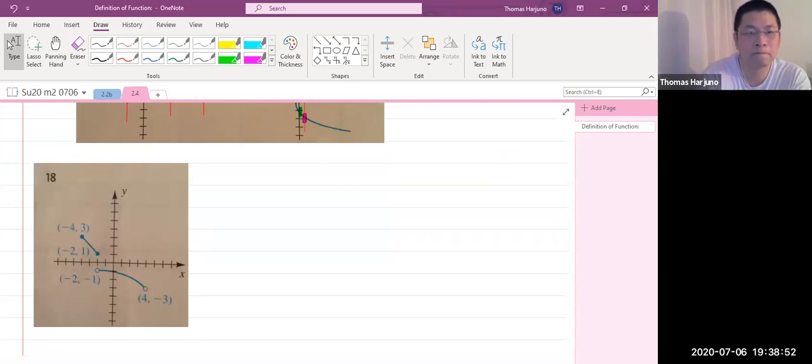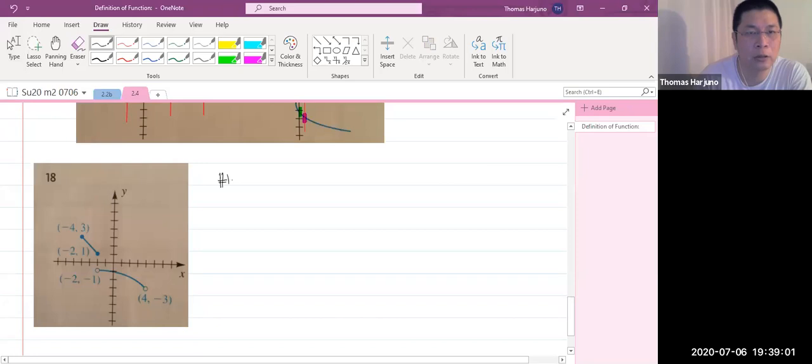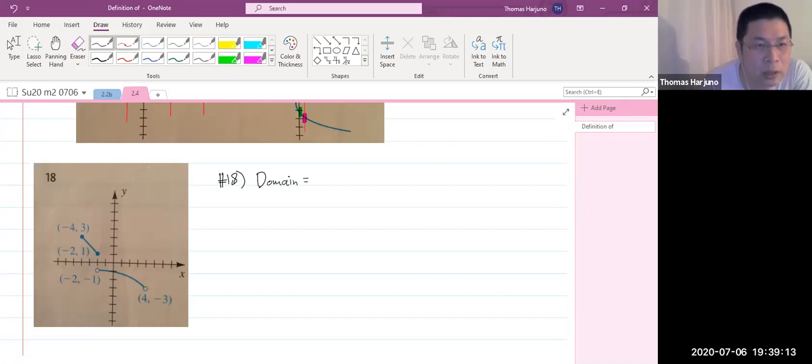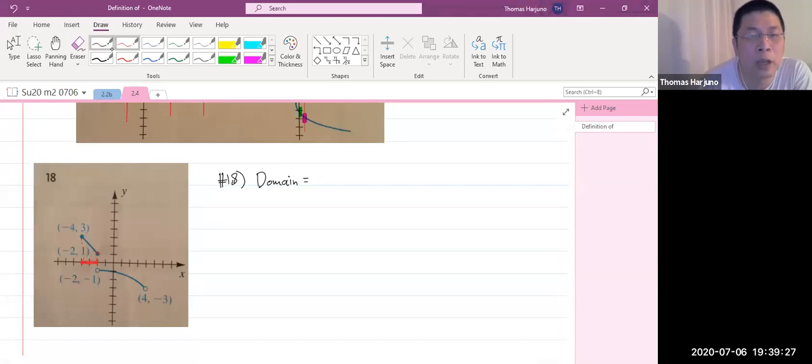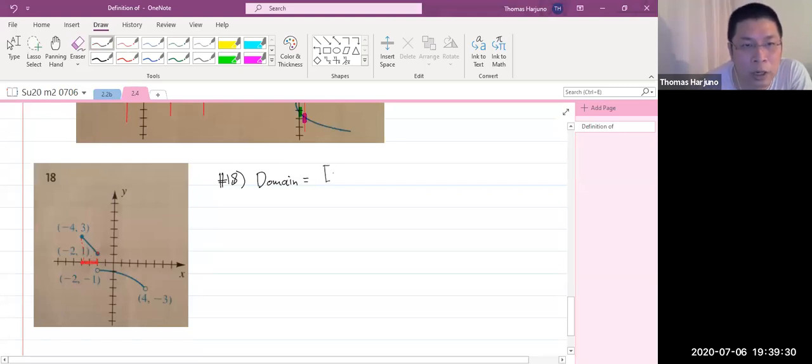Number 18. We have this graph here. What's the domain? The domain is all the x's that have a coordinate. So you see this point (-4, 3) here. You have x equals -4 all the way to this coordinate here, where x is -2. So the domain for that part is including -4 up to -2.